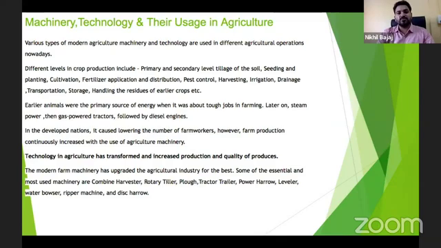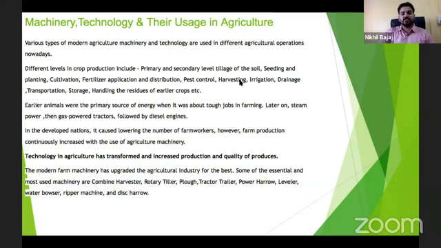Now it comes to machinery and technology, that is the main use of engineering in agriculture. So various machineries and technologies have been developed using engineering and are being used in day-to-day life by the farmers to reduce their time and labor and the amount of effort they put so that we can get good yield.